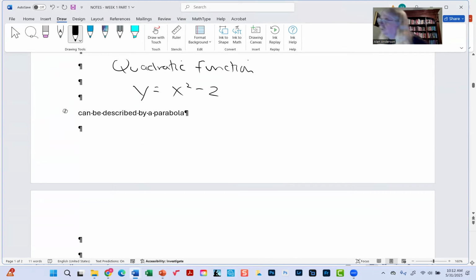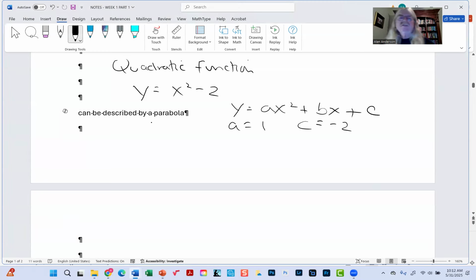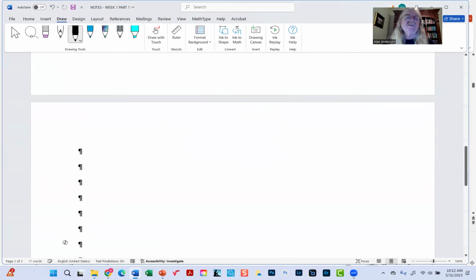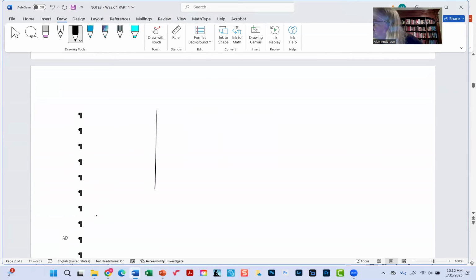And in general, a quadratic equation is written as y equals ax squared plus bx plus c. Okay, so here a is 1 and c is -2. So a couple of things we can tell already just by looking at it. With parabolas, there's really only two cases we might encounter. Either it's facing up, and it has this very unique shape. It's like a big U, basically.